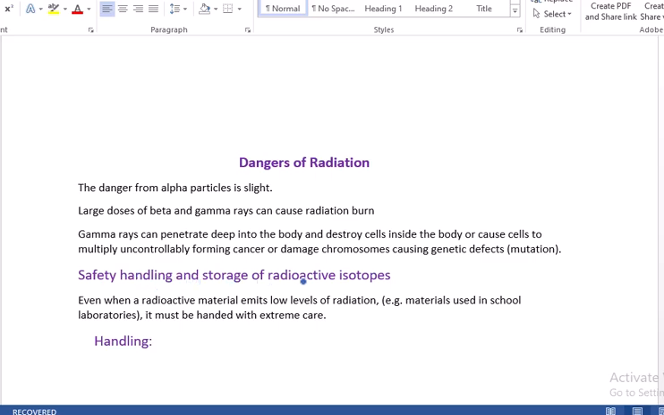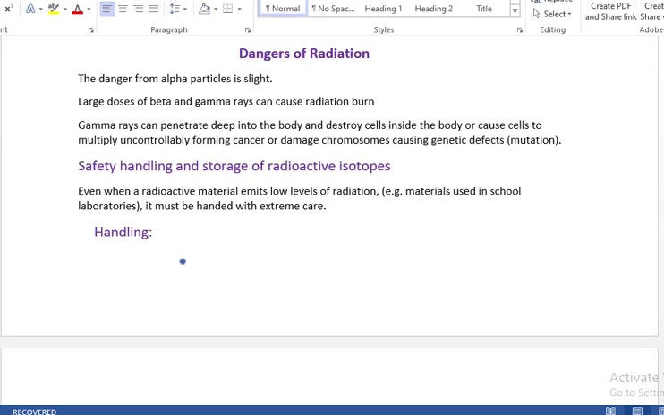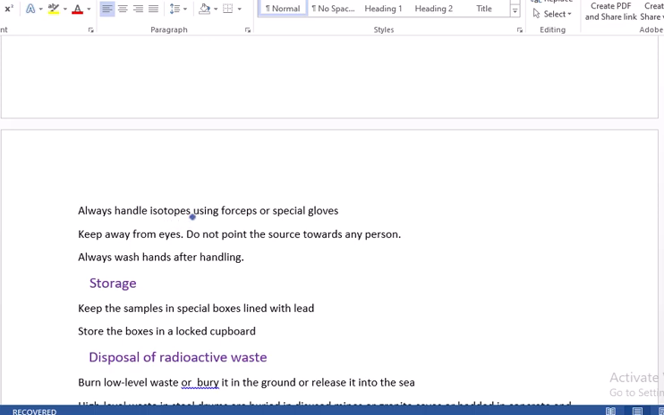Safety, handling, and storage of radioactive isotopes. Even radioactive material that emits low levels of radiation, e.g. materials used in schools or laboratories, must be handled with extreme care. Handling: always handle isotopes using forceps or special gloves. Keep away from eyes. Do not point the source towards any person. Always wash hands after handling.